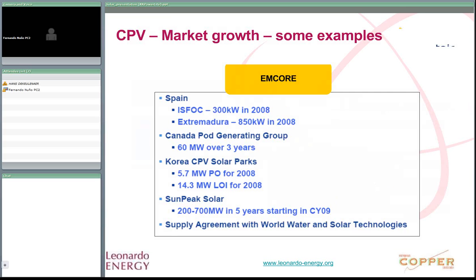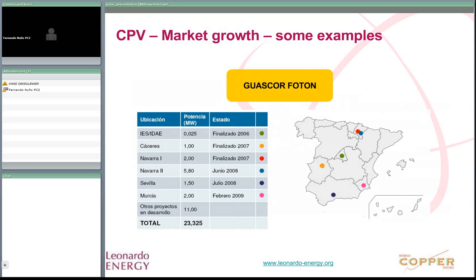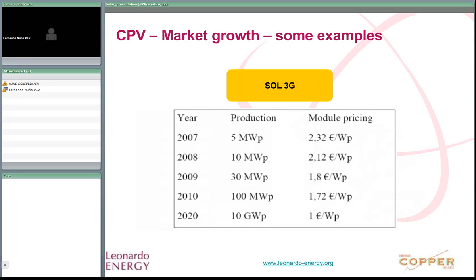In terms of market growth, some companies provide their expectations. For instance, MCOR subscribed a contract to reach 200 to 700 megawatts in 5 years with some peak solar. Huascar Photon has in Spain several projects for some tens of megawatts. Sol3G, a manufacturer, expects to be producing by 2010 100 megawatt peak per year, with a cost of 1.72 euros per watt of module price.